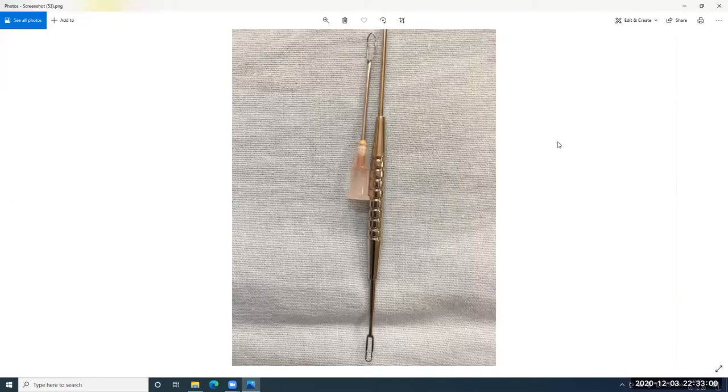Is this screen visible by any chance? Yes, sir, it's visible. Fine. So these are the two which I have finalized. And this is the wire vector that I was talking about. It's made of a very thin wire, less than 26 gauge.